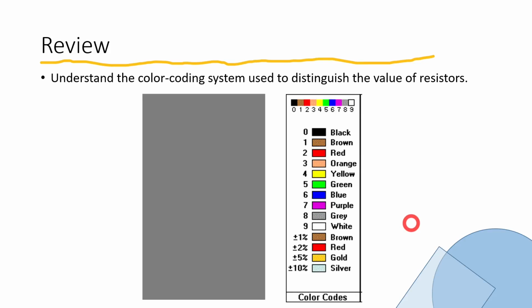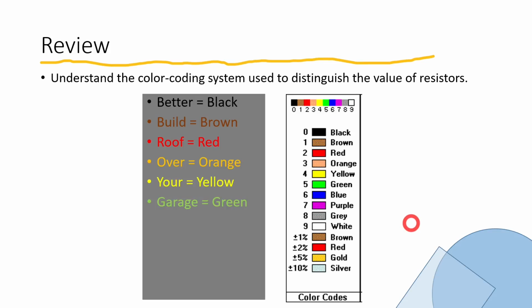Okay. So our mnemonic is: better build roof over your garage before Porsche gets wet. The B is for black, and the next B is for brown, in that order. R is for red, O is for orange, Y is for yellow, G is for green, B is for blue, P is purple, G is gray, and W is for white. Those are just numerically from top to bottom: 0, 1, 2, 3, 4, 5, 6, 7, 8, 9.